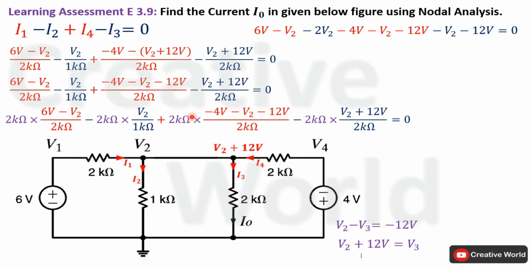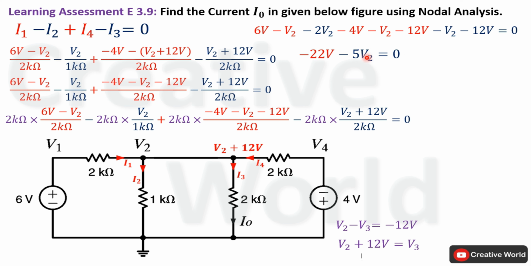Similarly, 2 kilo ohm will cancel out with this 2 kilo ohm, only minus 4 volt minus V2 minus 12 volt will be left. Here the product of 2 kilo ohm will cancel out with 2 kilo ohm in the denominator, only minus 1 will be left, and that minus 1 will be multiplied with V2 and 12 volt, it will become minus V2 minus 12 volt. Now add constants together, minus 12 volt will become minus 24 volt, and minus 4 volt will become minus 28 volt, plus 6 volt will become minus 22 volt. Similarly, the sum of variables including V2 will become minus 5V2.